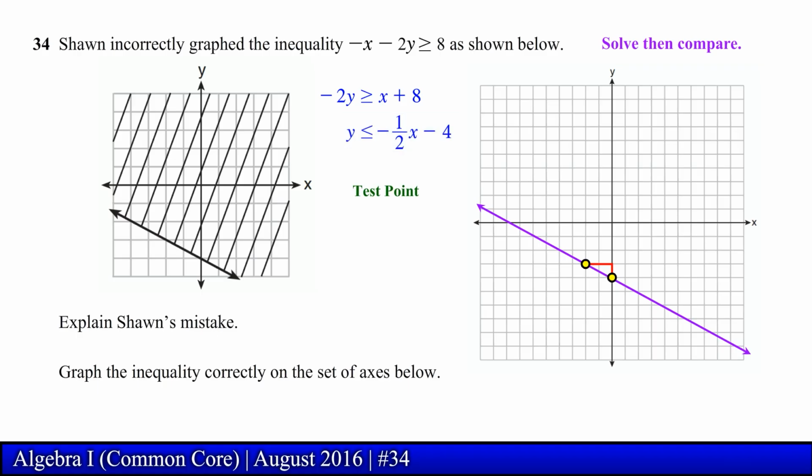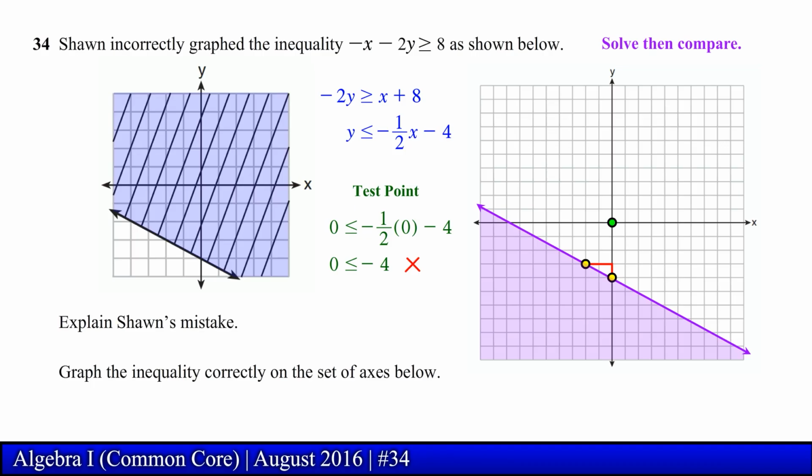The easiest point to test, if possible, is the origin, so we test the point (0, 0). Substituting this point into the inequality and simplifying, we see that we obtain a false statement. This means that we shade the region below the line. Now we see where Sean made a mistake. Sean decided to shade the region above the line, as opposed to the region below the line.